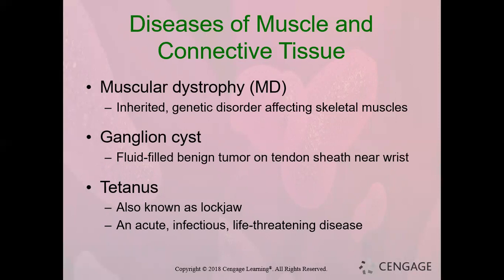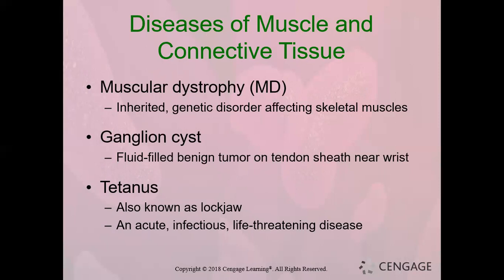A ganglion cyst is just a fluid-filled benign tumor near the wrist. Years ago, they used to associate this with Bibles and tell people to smack them with a Bible, but now they'll go in and sometimes either drain the fluid or just take it out.